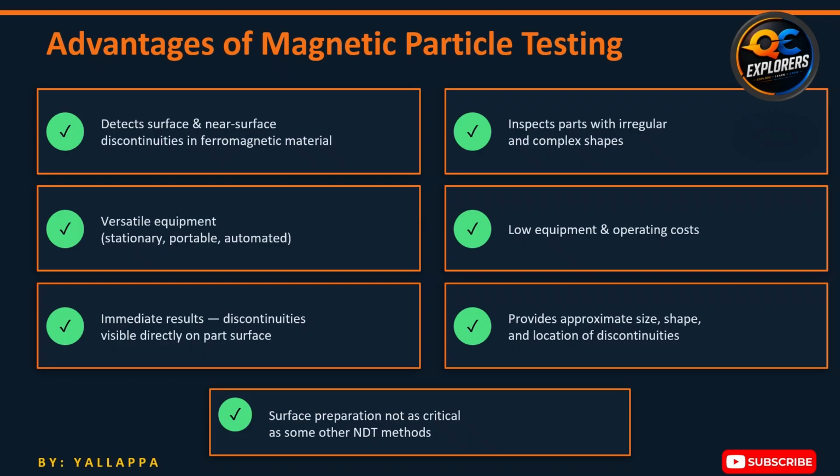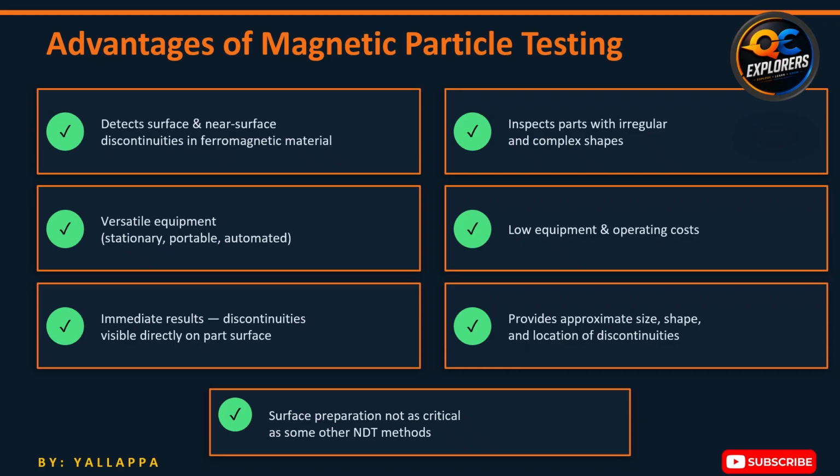MPT also offers versatile equipment options. Depending on the application, equipment can be stationary, portable, or even automated, making the method suitable for both workshop and field inspections. The equipment and operating costs are relatively low, which makes magnetic particle testing an economical NDT method for many applications. One of the biggest advantages is that MPT provides immediate results.